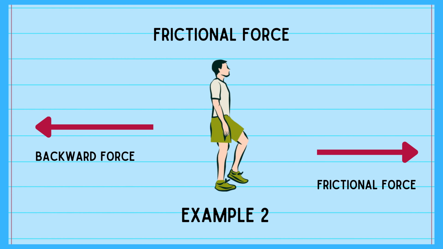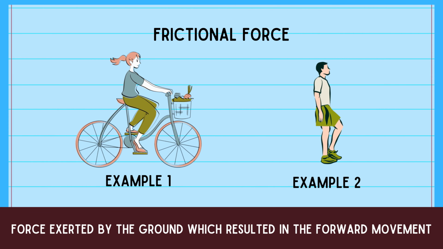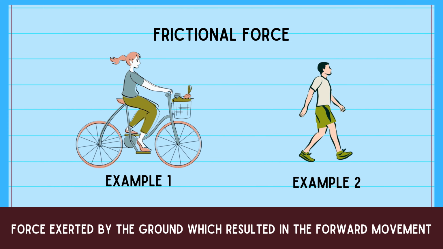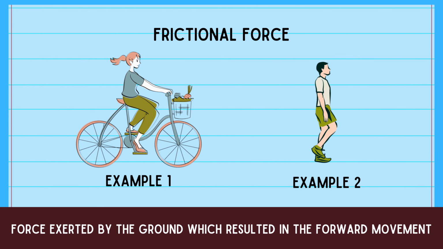In both the previous examples, we had seen that the ground pushes us in the forward direction, causing us to easily move. This force that is exerted by the ground on us is called the frictional force, or simply the friction.